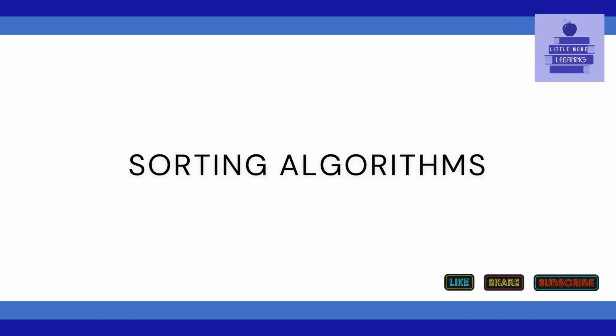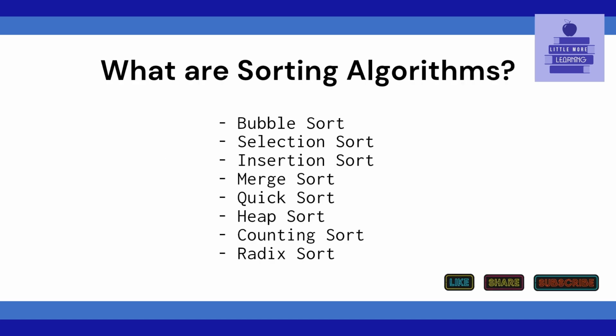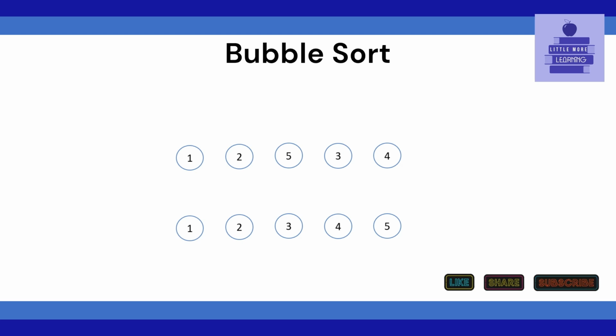Let's explore them all. Sorting algorithms are methods used to arrange data in a specific order, typically ascending or descending. This operation is fundamental for tasks like searching, data analysis, and more. Today, we'll cover all the major sorting algorithms you need to know. Let's start with bubble sort, the simplest of them all.